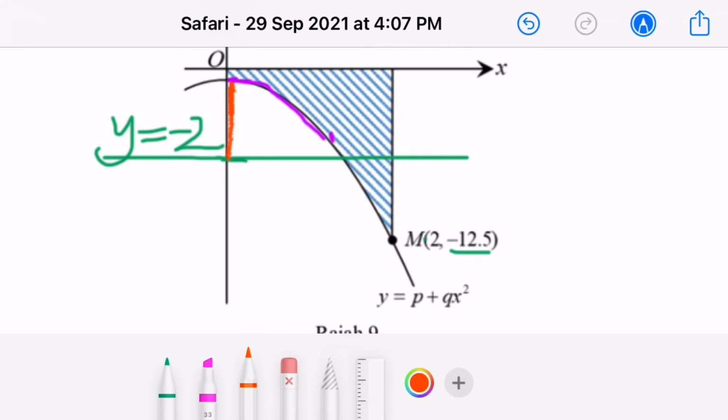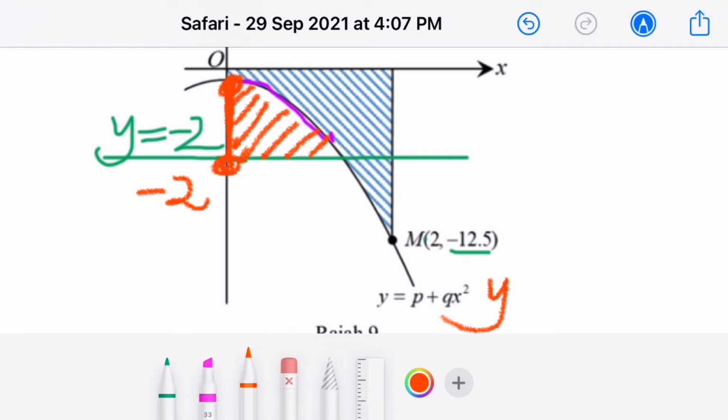And don't forget, it's going to revolve about the y-axis. So this is the region. Why do we need the region? Because if we have the region, we can read the boundary. We have to find these 2 points, right? Okay, so we have to find the point.